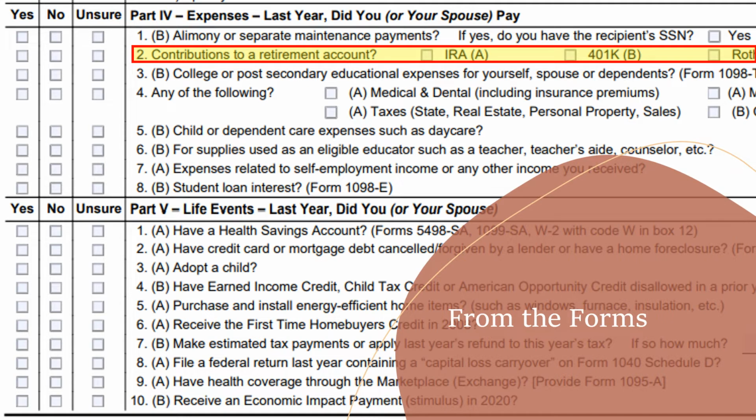And looking at our intake form, Form 13614-C, where do we get this information from? Well, the credit for the elderly and disabled is something that we find up towards the personal information, but the contributions to retirement savings is here in Part 4, expenses, where we've been spending a lot of time lately. Contributions to a retirement account, and you see there's some various retirement accounts, and maybe our taxpayers will have checked the box there.